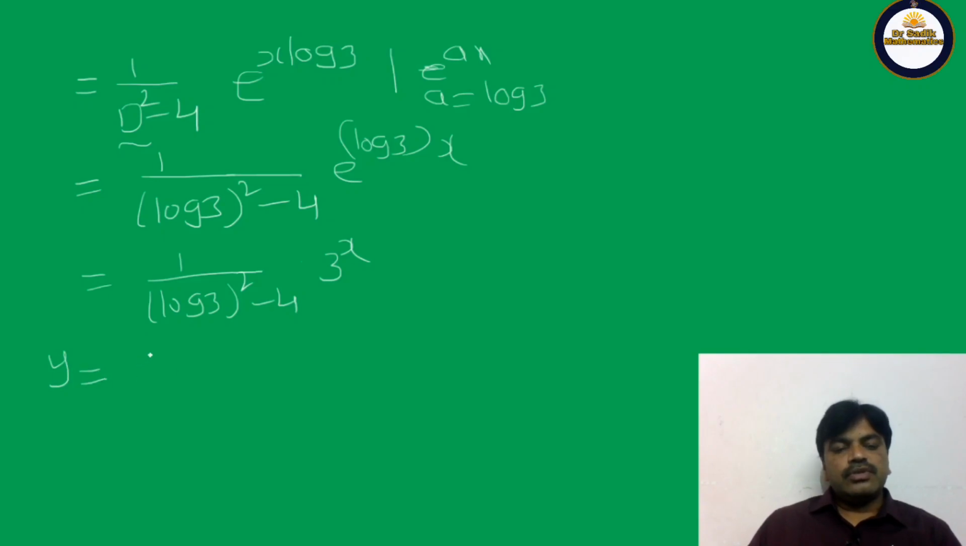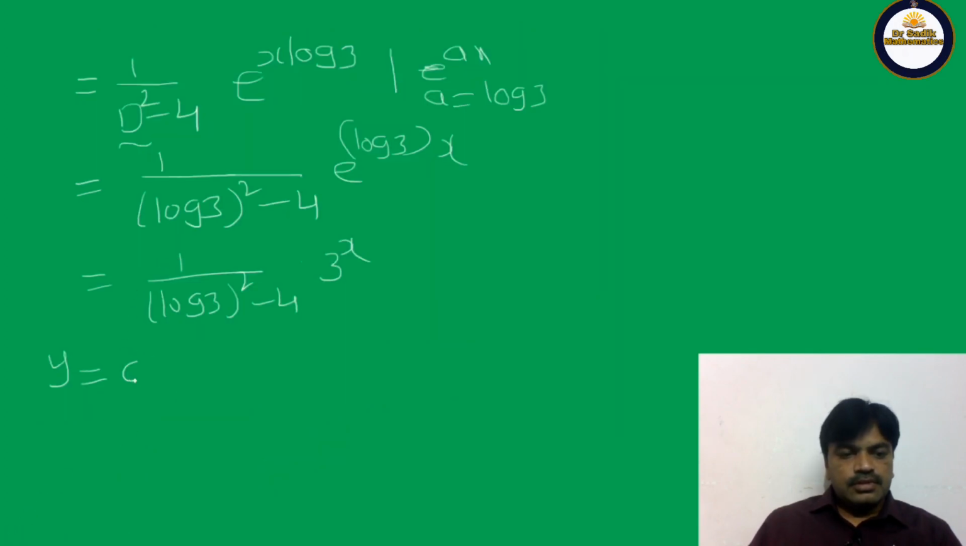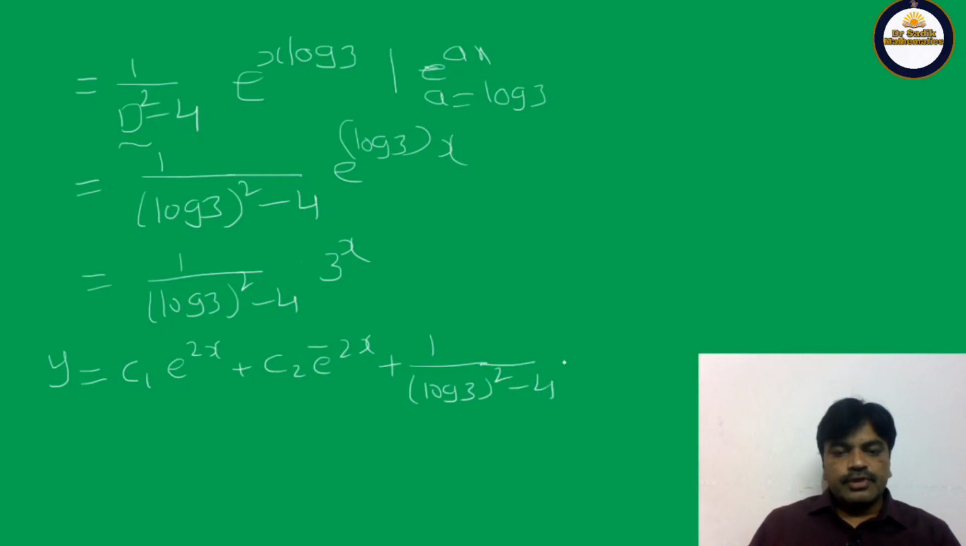So the complete solution. We are finding the solution for y, friends. So y is equal to the complementary function, C1 e power 2x plus C2 e power minus 2x, plus the particular integral, 1 by (log 3) whole square minus 4 into 3 power x. This is the complete solution of the given problem.